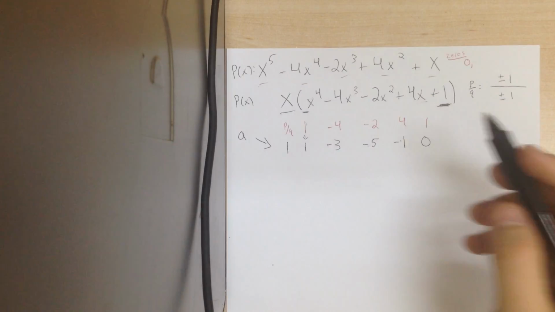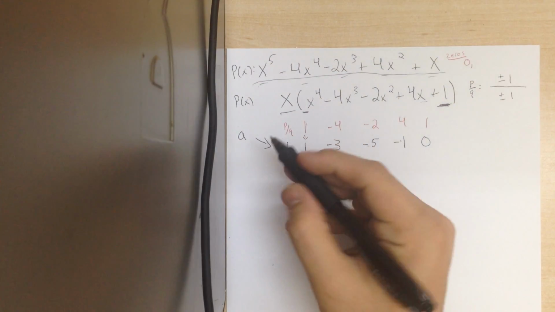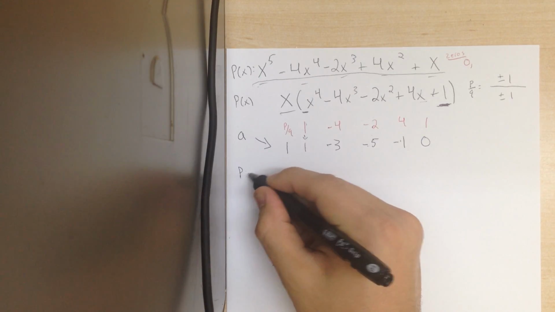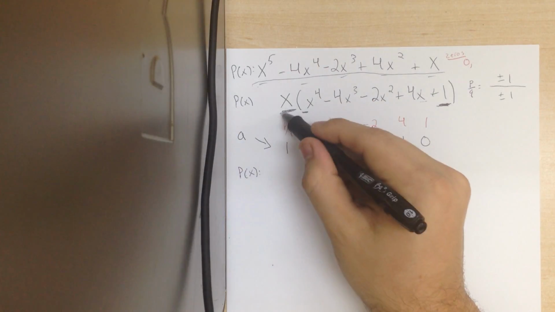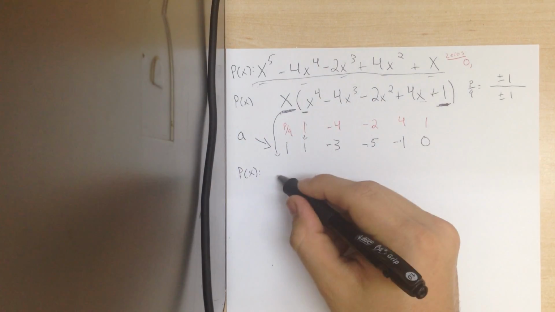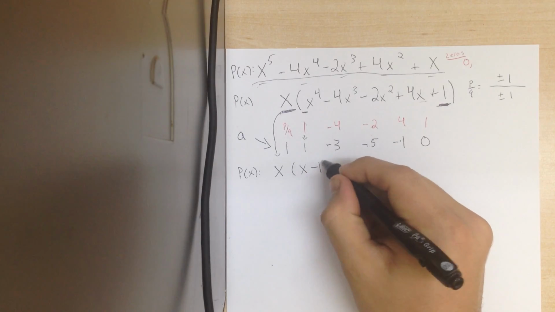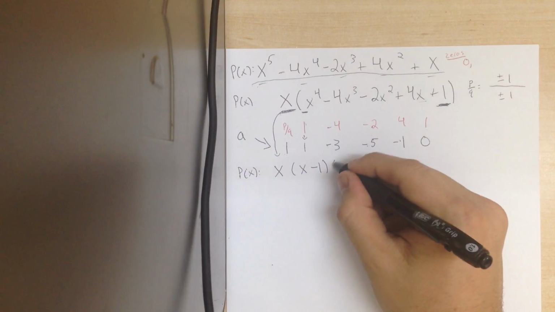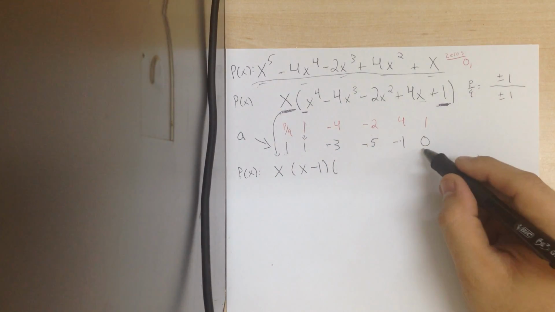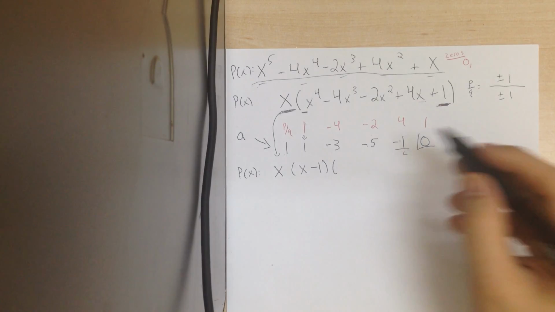So I can now rewrite. Remember, I'm just rewriting this big polynomial. Don't forget this x. So I'm rewriting it as x times x minus 1. Remember, x minus a was 1, times my quotient. So this is my remainder of 0. So negative 1 will be my constant.